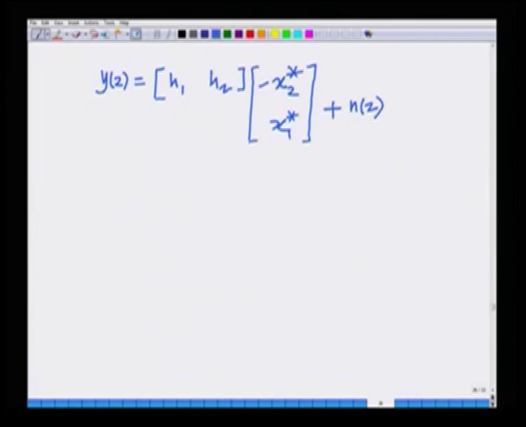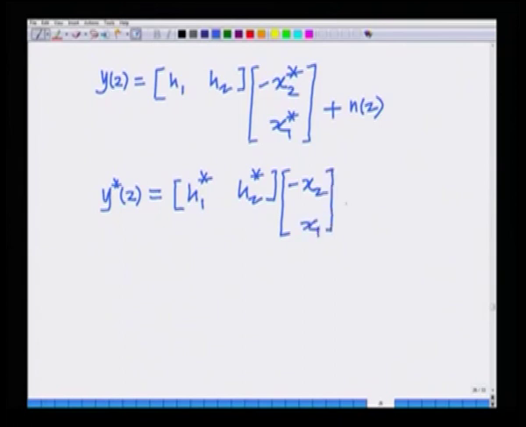I will make slight modifications to this. First, after receiving y2, I will consider y2 conjugate at the receiver. I am going to process this as follows. Y2 conjugate is nothing but h1 conjugate h2 conjugate minus x2 x1 plus n conjugate of 2. So, I am receiving y2 corresponding to the second transmit instant, and I am taking its conjugate.